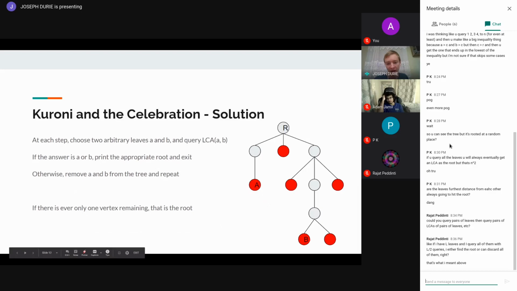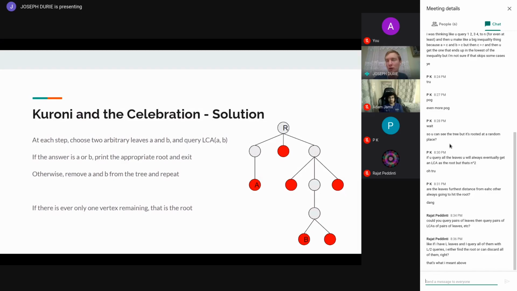Otherwise, we know that A and B are both not the root, so we can remove them from the tree. And then by removing them, we're potentially creating new leaves. So we want to keep track of the degrees of all the vertices here and see when each vertex becomes a leaf as we keep pulling things off of the tree.